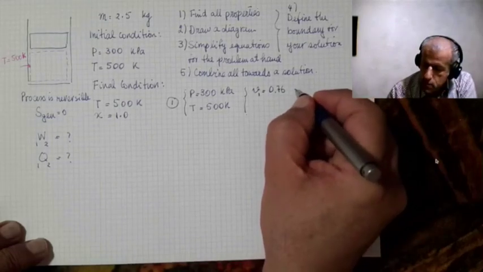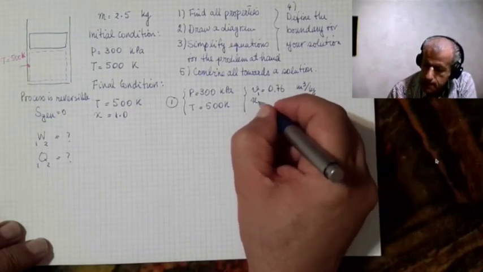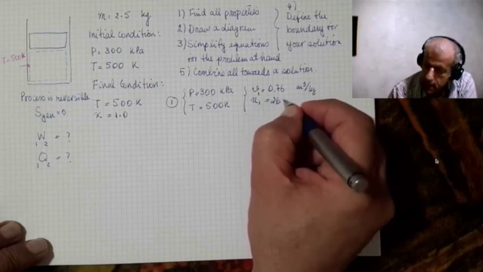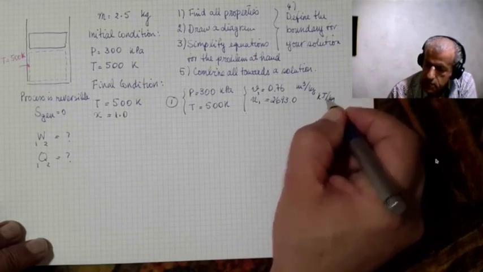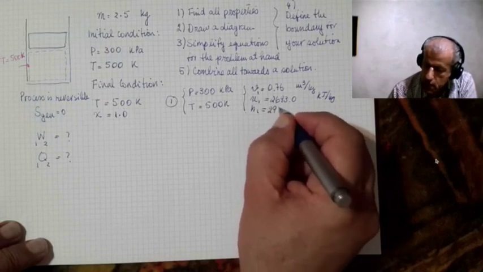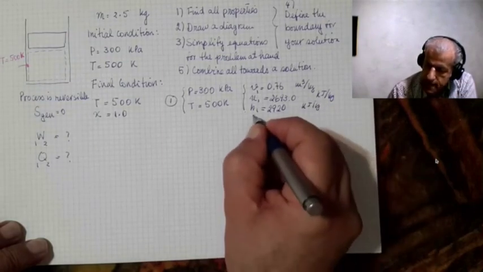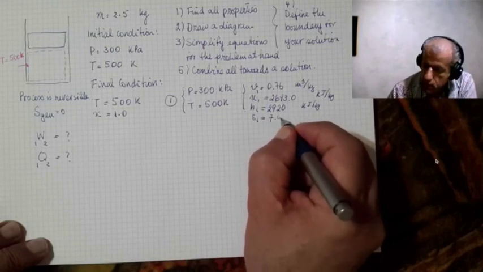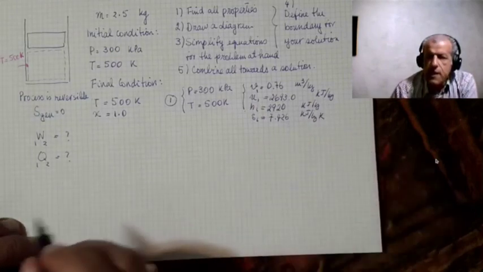0.76 cubic meters per kilogram. U1 equals 2693 kilojoules per kilogram. H1 is 2920 kilojoules per kilogram, and S1 is 7.426 kilojoules per kilogram Kelvin.